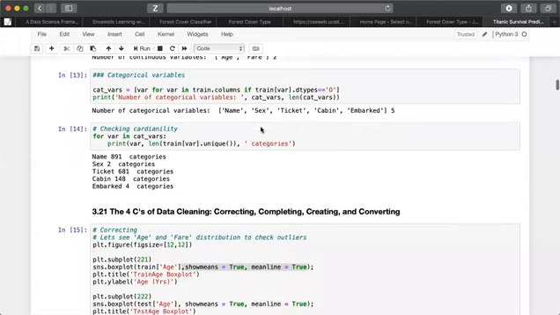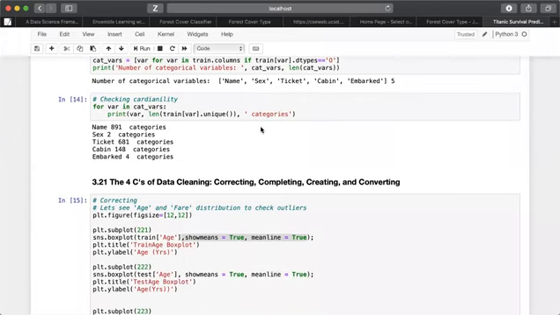And thereafter I have gone to find the cardinality. Name has all 891 categories. In Sex there are 2 categories, and in Ticket there are 681. Cabin has 148 categories, and Embarked has 4 categories, which comprise S, C, Q, and missing values.